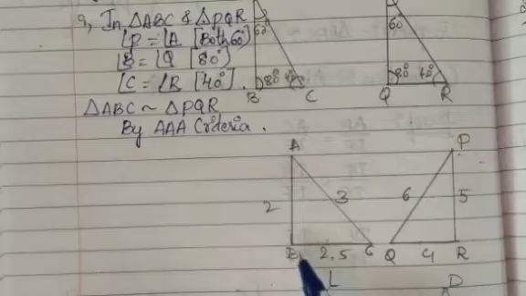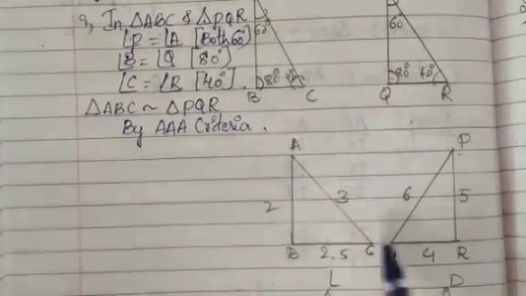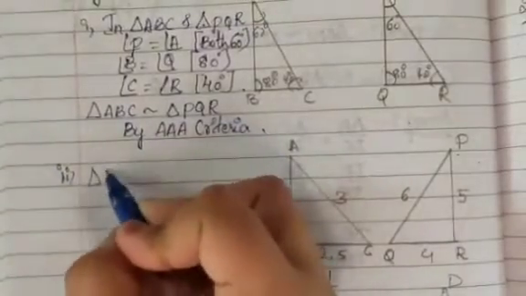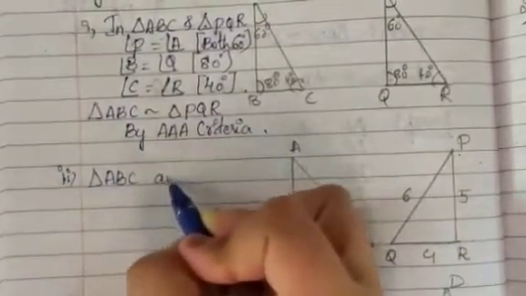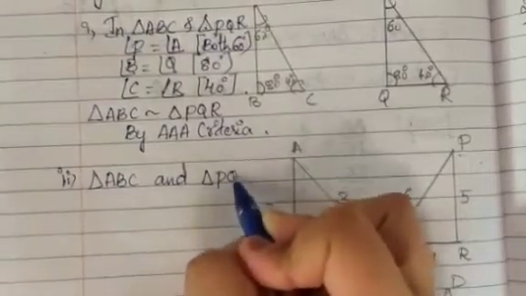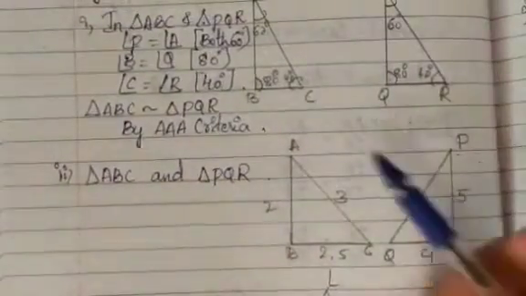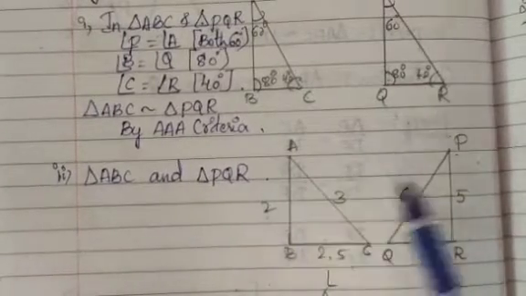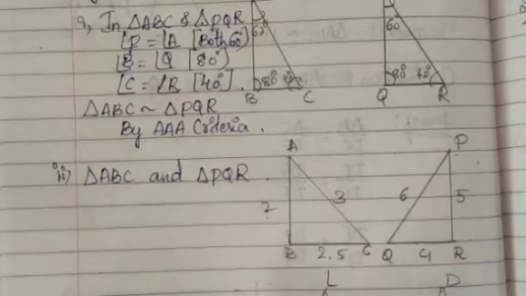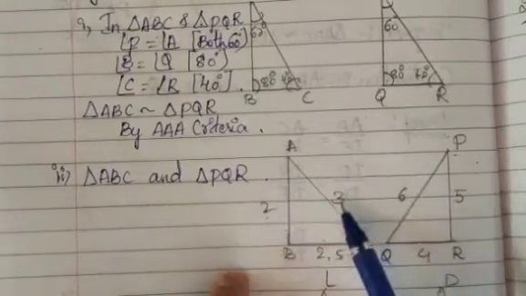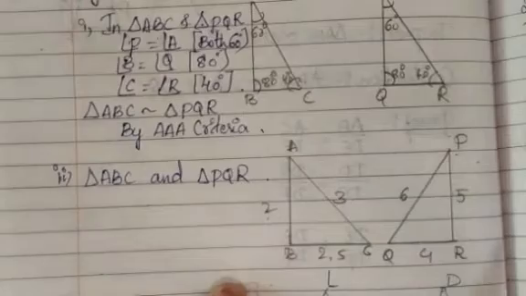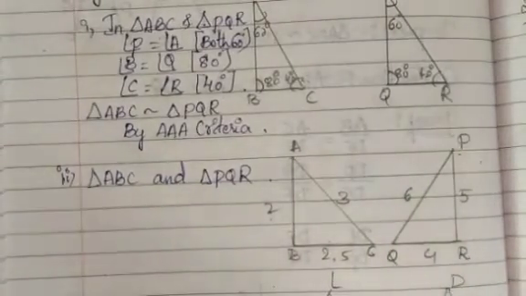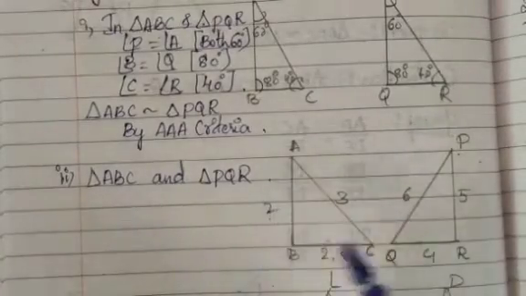So we know their corresponding sides should be proportional to each other. Now let me consider triangle ABC and triangle PQR here. If you see this, 2 is there. If I divide 2 by 6, I'll get 1 by 3. 2 by 4, I'll get 1 by 2. If I do 3 by 5, it's not possible. 2.5 by 4 is also not possible. So there is only one thing I can divide here.